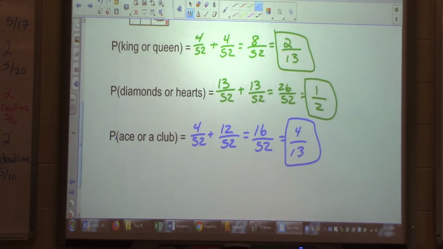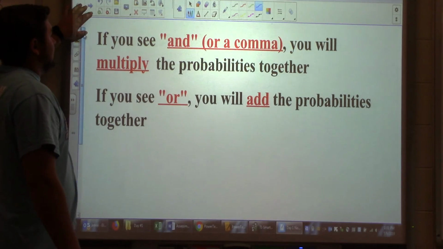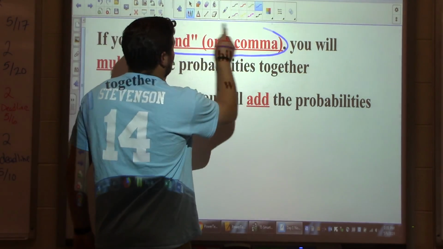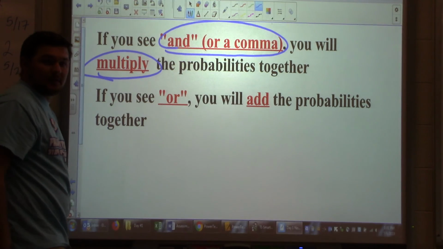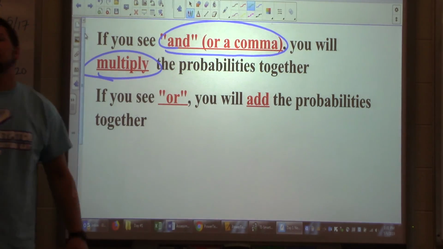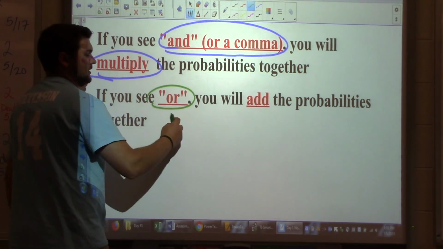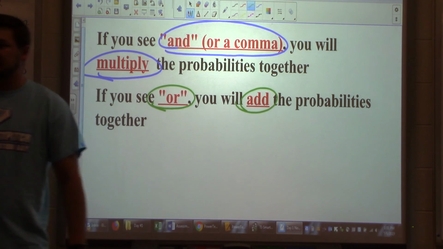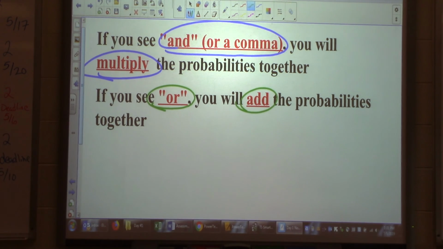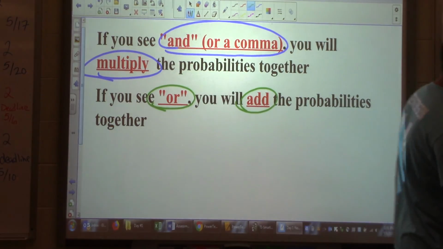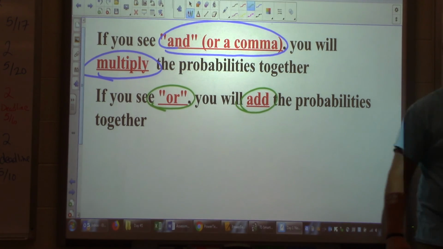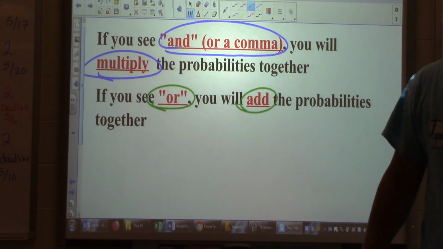Alright, so don't double count those cards. You can't double count that ace of clubs. Alright, one last thing you've got to do. This is super quick. If you see and or a comma, you will multiply the probabilities. We talked about that. Those compound probabilities where we saw and or a comma, we're going to multiply. If we see or, we're going to add the probabilities. So, and means multiply, or means add. Any questions? No?